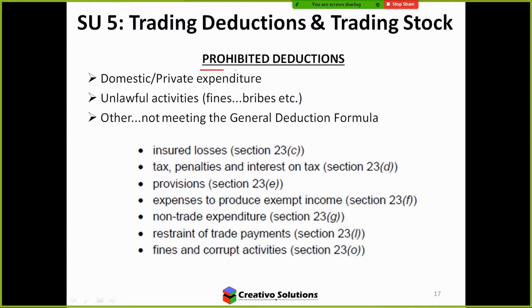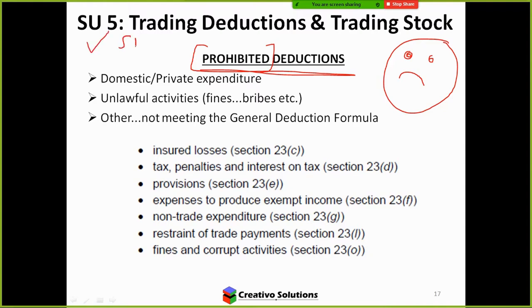These are really, really bad. This is the opposite now. So what is a prohibited deduction? A prohibited deduction is something that does meet the Section 11A general deduction. So I'm going to take an example. I'm going to use this one, fines, and specifically a speeding fine.